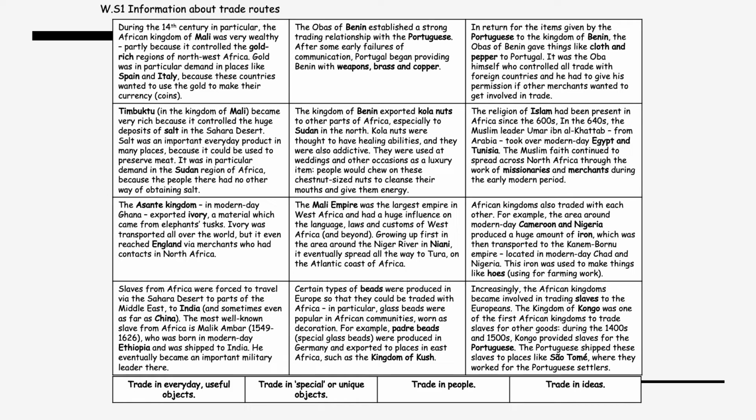So the first one, during the 14th century in particular, the African kingdom of Mali was very wealthy, partly because it controlled the gold-rich region of northwest Africa. Gold was in particular demand in places like Spain and Italy because these countries wanted to use gold to make their currency. So the people from Mali traded gold with the Spanish and the Italians. Now that is trade in a special or unique object. So the pupils read through these and they colour code them accordingly.